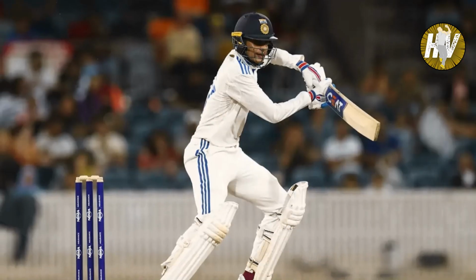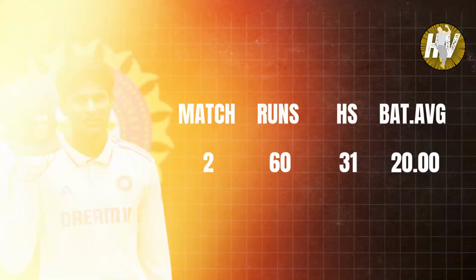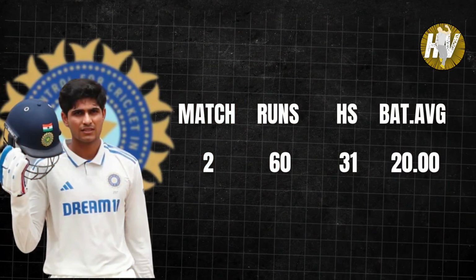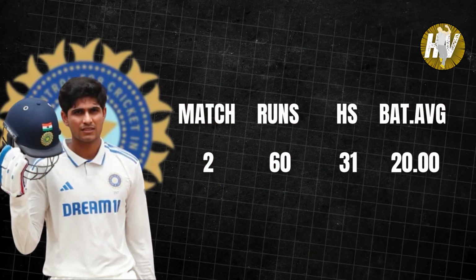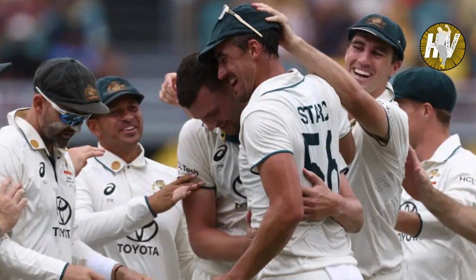I think keep Gill at 3. You need that number 3 who can put pressure and play with aggression against that potent Australian bowling lineup. The only one thing that I'd tell Gill is Australia are going to look to bowl a little wide to you with that new ball. When they do, try and leave it.